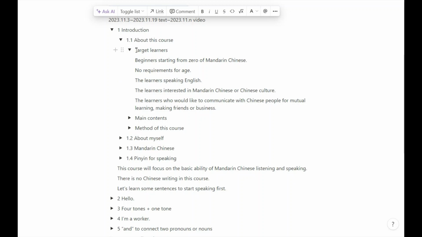So the first point is target learner. It's for beginners starting from zero of Mandarin Chinese, and there's no requirement for age. It's for learners speaking English, the learners interested in Mandarin Chinese or Chinese culture, the learners who would like to communicate with Chinese people for mutual learning, making friends, or business.